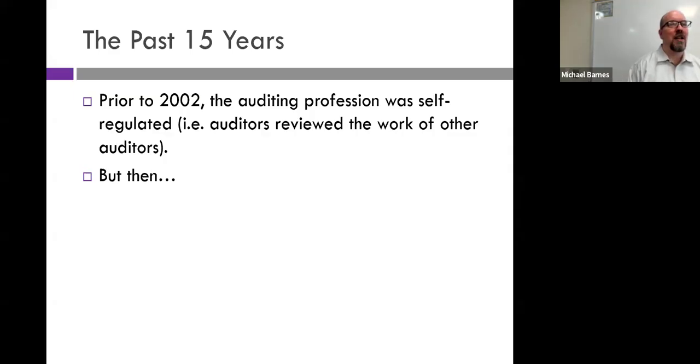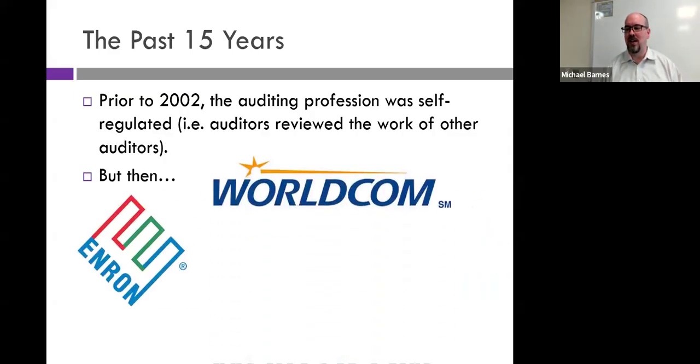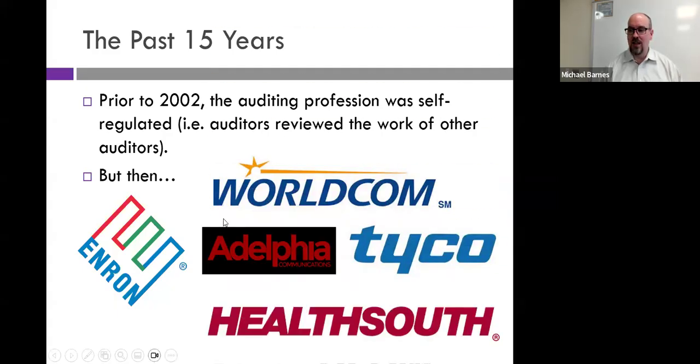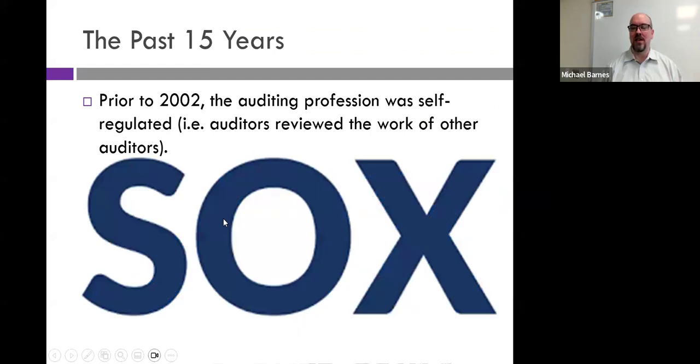Okay. Self-regulation was a problem. How do we know it was a problem? Because we had a whole bunch of this, a whole bunch of this, and a whole bunch of this, and this, and this. Okay. So a lot of things going on. As a result, we got this. Okay. The Sarbanes-Oxley Act of 2002. Sarbanes-Oxley Act of 2002, we're going to talk about a few components of that.